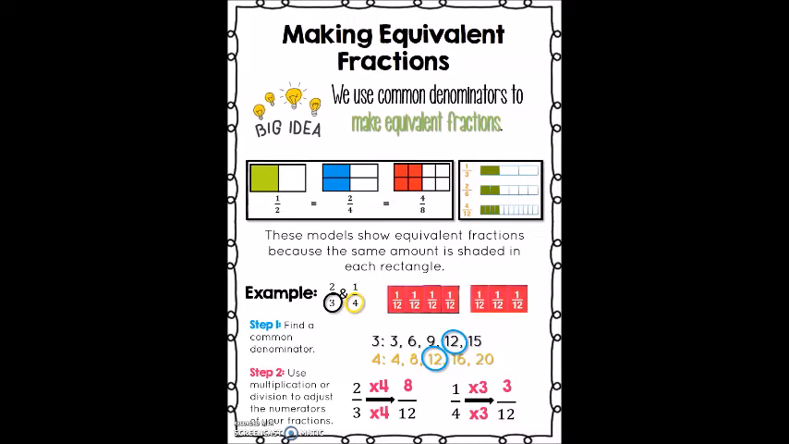Let's take a look at a couple more examples together on paper so that we can really make this idea stick.